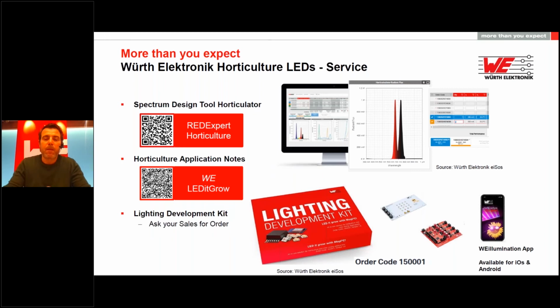Basically with it, you can try to grow your own small plants at home, or multiply and expand it for your greenhouse. The lighting development kit has even more tips and availabilities. Just ask your sales representative and he can help you to order and get your own lighting development kit.